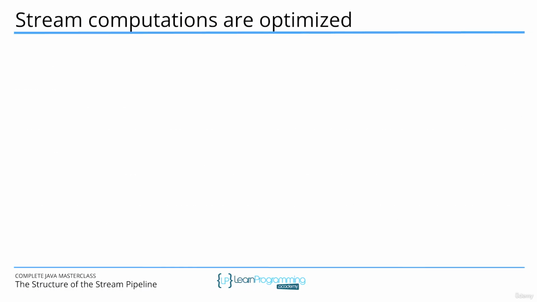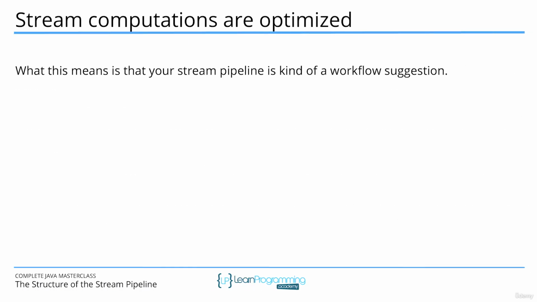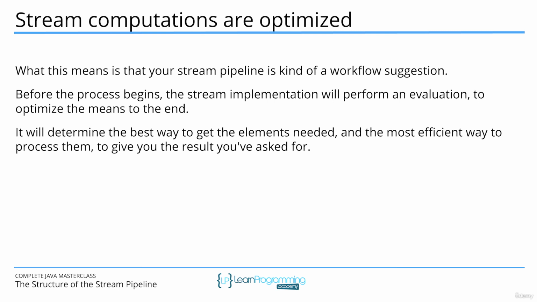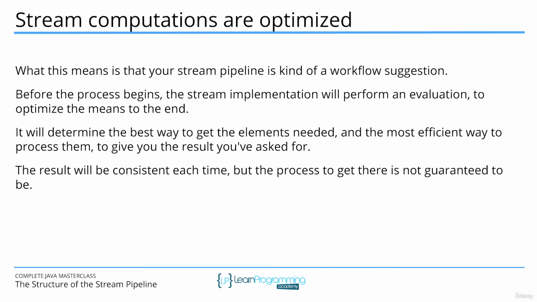Stream computations are optimized for performance. What this means is that your stream pipeline is kind of a workflow suggestion. Before the process begins, the stream implementation will perform an evaluation to optimize the means to the end. It will determine the best way to get the elements needed and the most efficient way to process them to give you the result you've asked for. The result will be consistent each time, but the process to get there is not guaranteed to be.